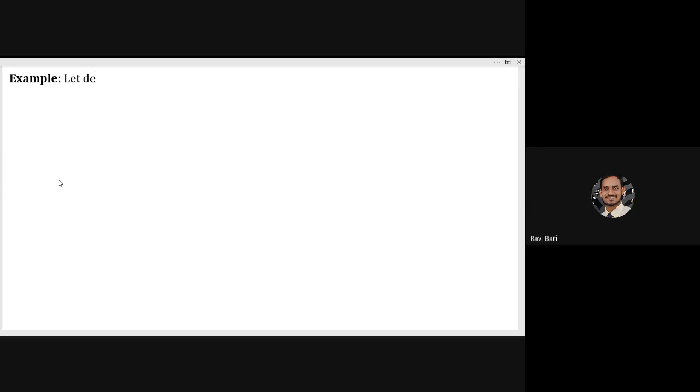Suppose the demand function is given by D of P is equal to 70 plus 9P minus P squared. Find the demand when price is 2.